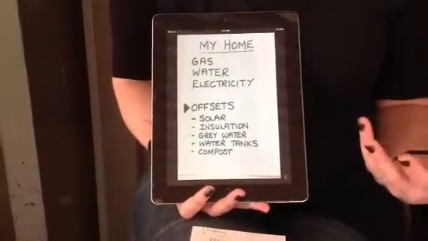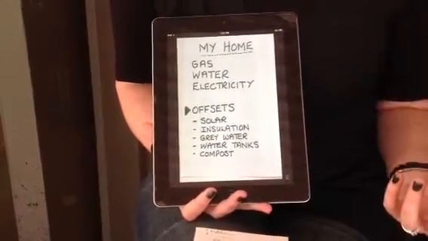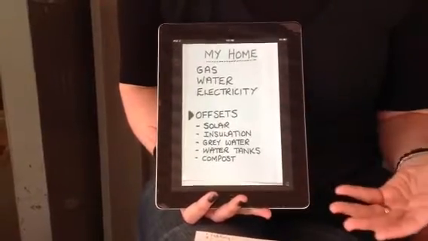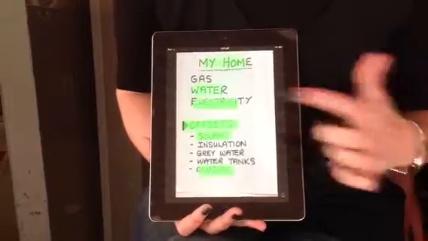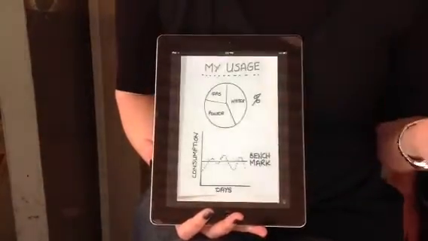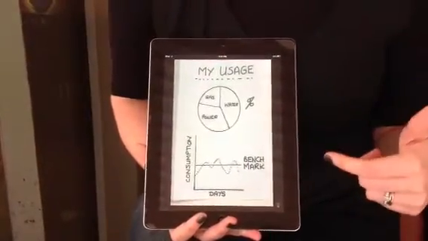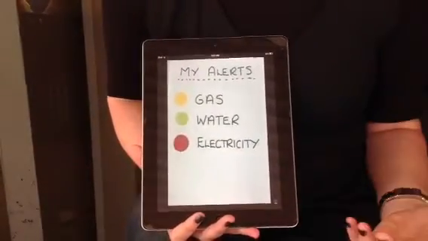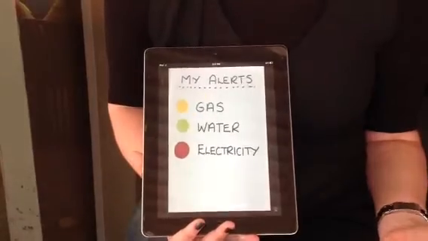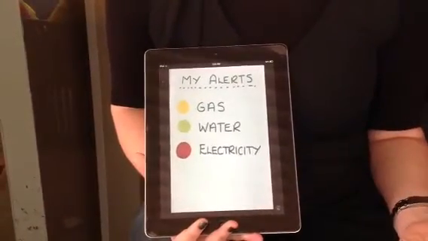And this would give you a summary of the different types of utilities you use on a regular basis, as well as offsets that help to actually outbalance those utilities. You'd get a daily summary on your usage, and this usage summary would give you also some alerts so that you could get a traffic light system to see how you were tracking on a regular basis so that you could understand where your consumption sits.